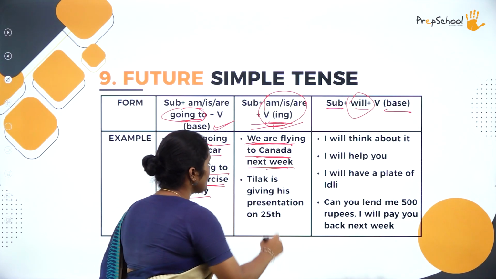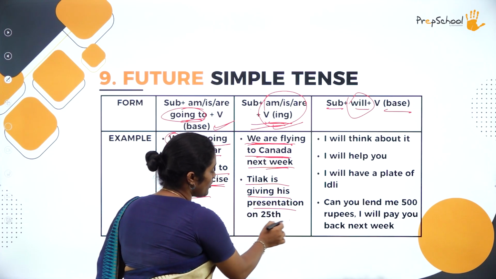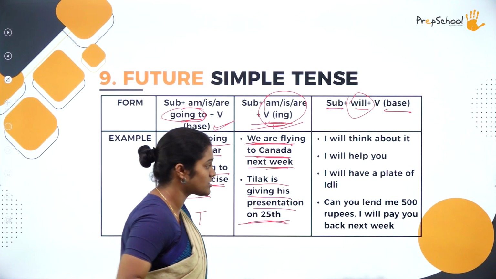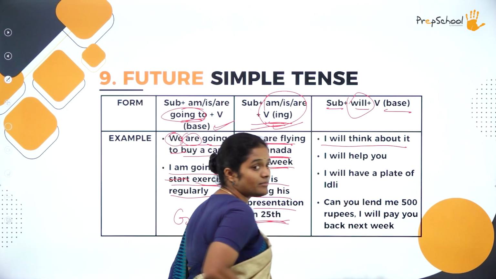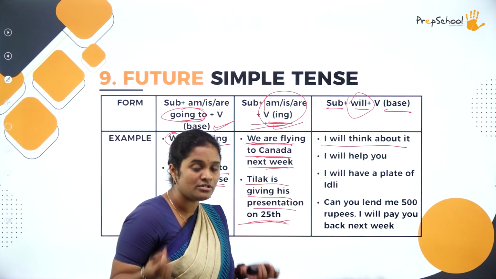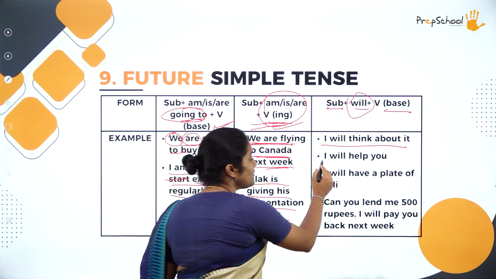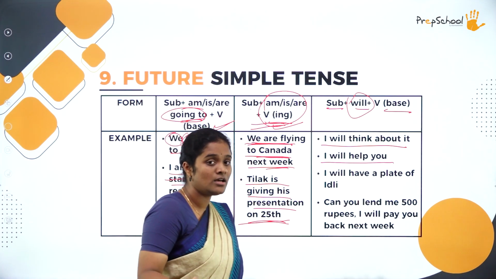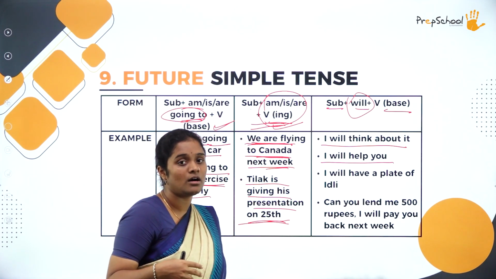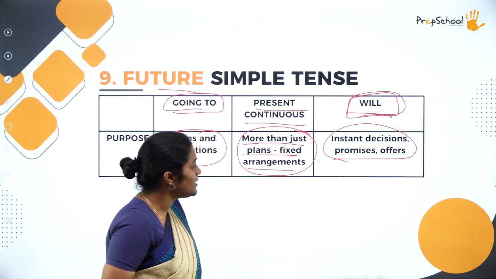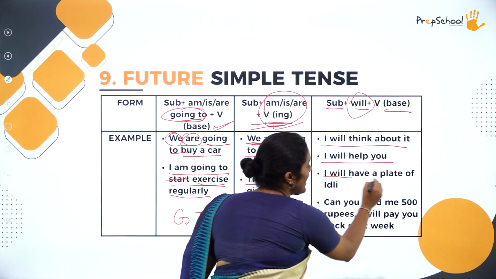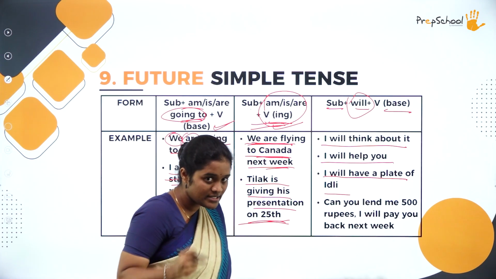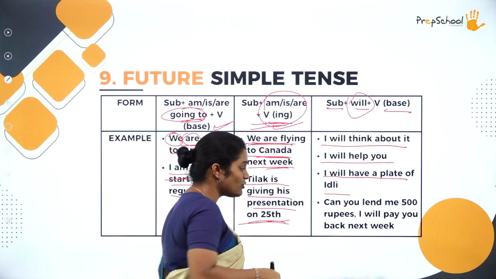Done and dusted. Tilak is giving his presentation on 25th. 25th, it is fixed. I will think about it. Somebody asked you something, an instant decision, you will think about it right now. I will help you. You saw that somebody is in need of help instantly. You're offering help. You're offering them if you can help them out, right? Promises and offers. Then I will have a plate of idli. Sudden decision made. Can't have it now though.